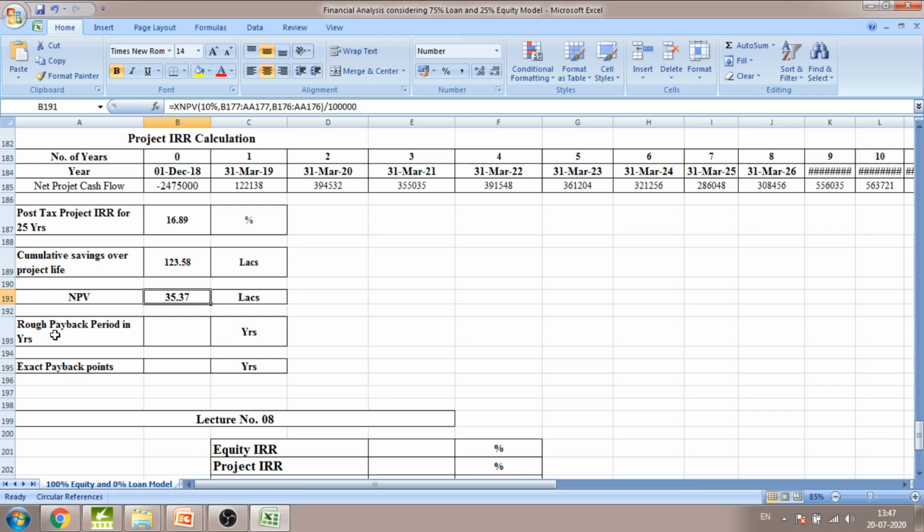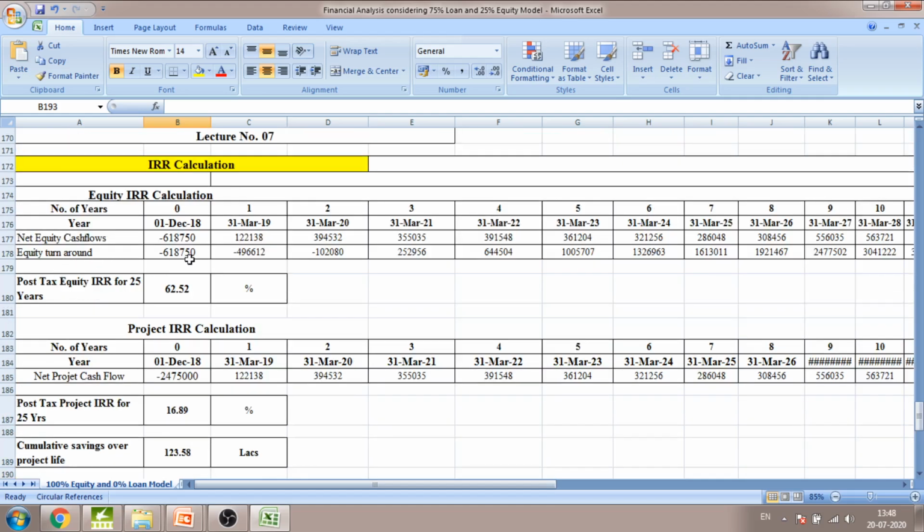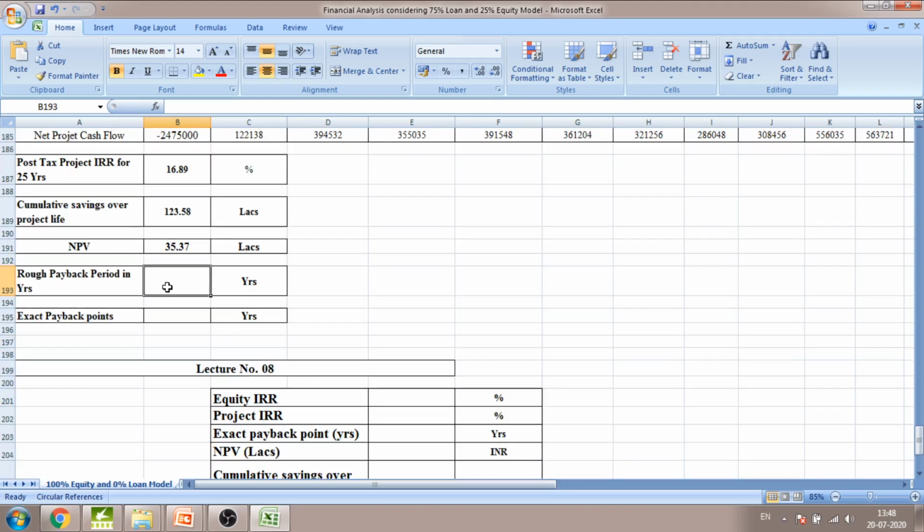Next, we are going to see the rough payback period in years. When we see the equity turnaround of the project, for the first financial year it is minus, second financial year it is minus, but third financial year it is plus. So therefore the rough payback period to achieve the break-even point is 2 years. So we consider here the rough payback period as 2 years.